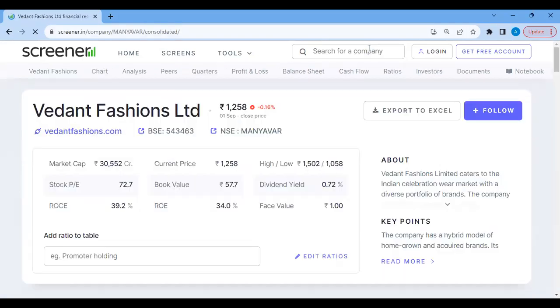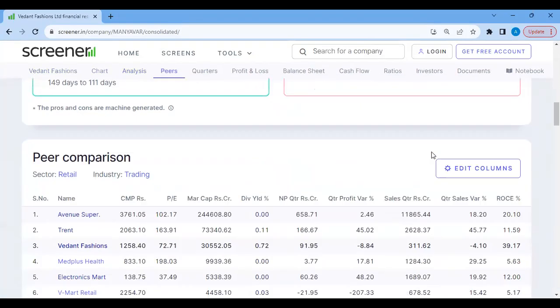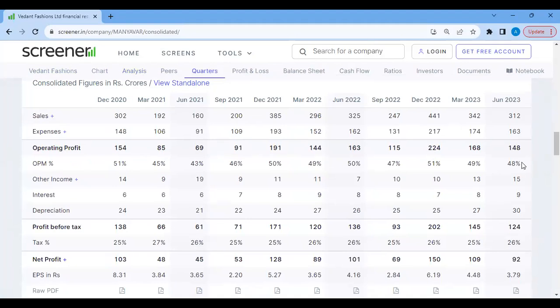Now tell me, what will be the margin percentage of this company in the next quarter? Everyone is saying 48 to 50. Very stable company, very stable operating margins. The answer is very simple, 48 to 50% operating profit margin. This company will show that in the next quarter.